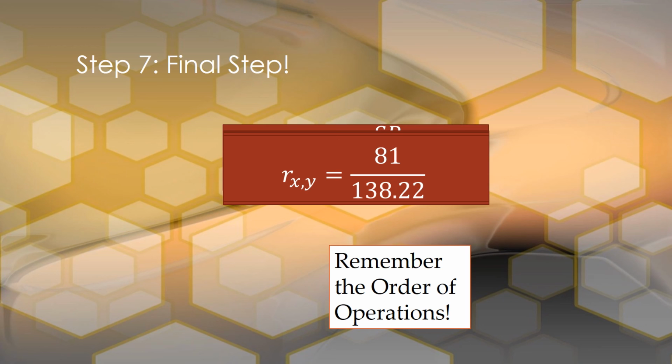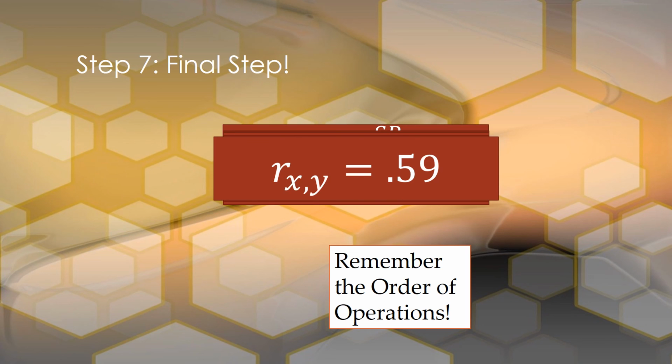Now we have 81 divided by 138.22, and that gives us 0.59. And that's between -1 and 1, which it should be. So if you don't get any answer that's between -1 and 1, then you did something wrong. So we have a positive, pretty strong correlation between weight and height in our sample data.